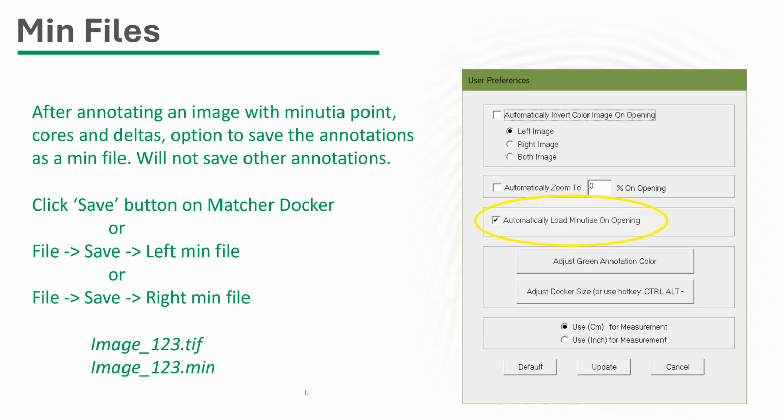You can click the Save button on the matcher docker, or you can go to File, Save, Left min file, or Right min file. The default name for the min file is basically the same as the image file name, but just .min. To make sure that the min files are used automatically when you open an image, go to User Preferences and check this, automatically load minutia on opening.